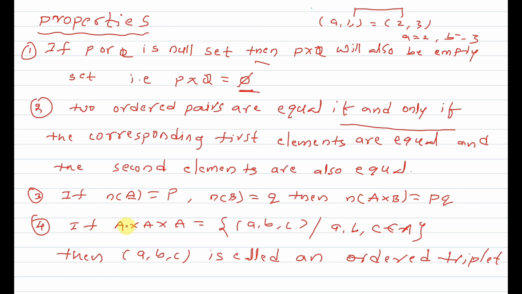For example, A cross A, so we are taking only one set, but we are producing it 3 times, that is A, B, C, where these A, B, C are from set A, because here it is A cross A having only one set. Now this (A, B, C) is called an ordered triplet. So this is about only the Cartesian product.